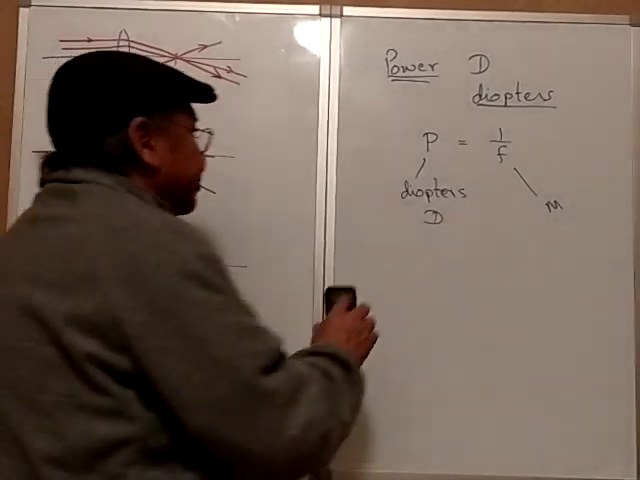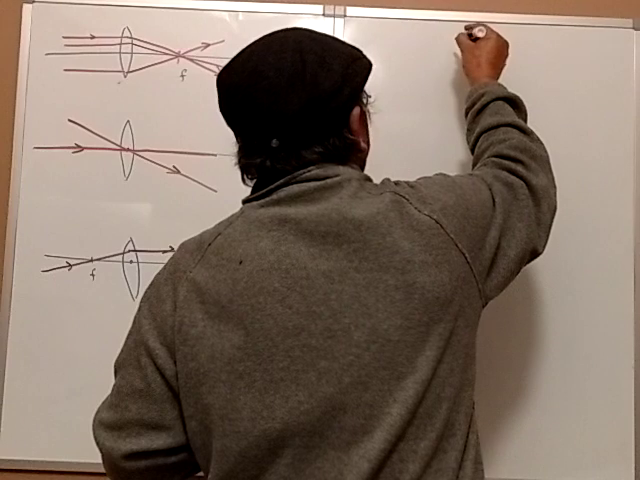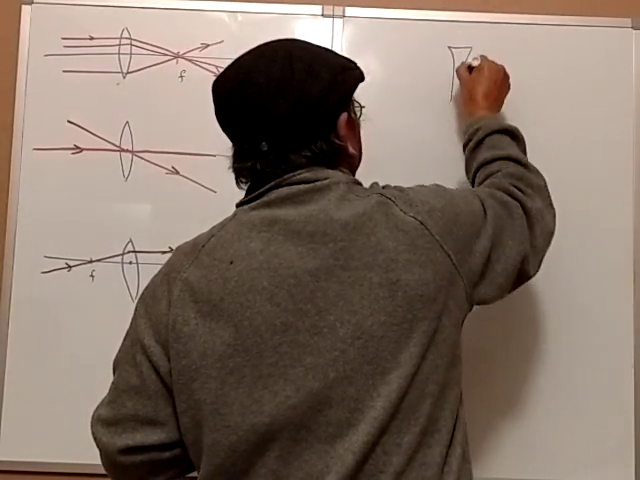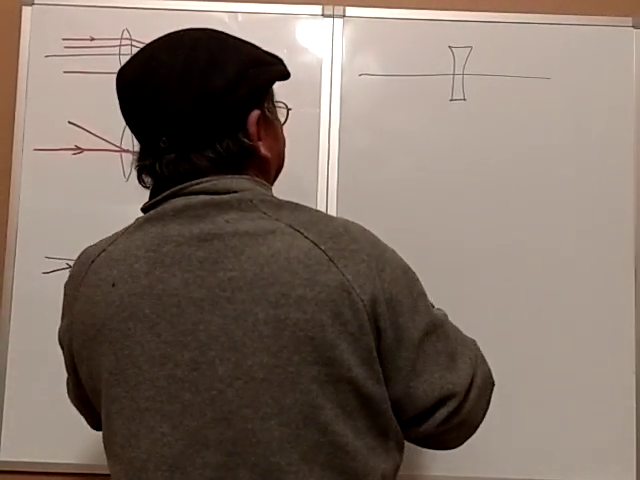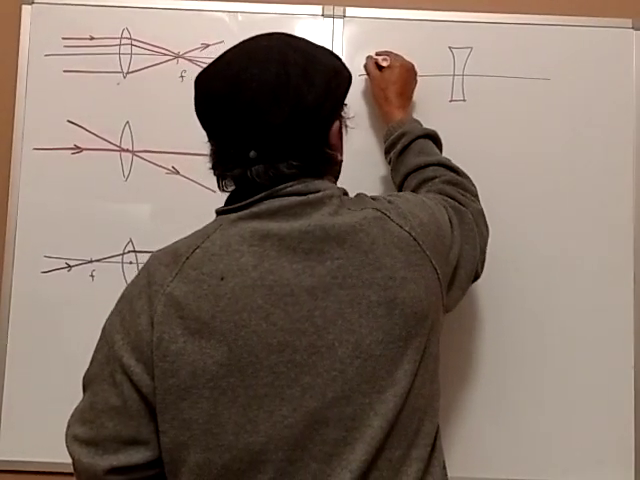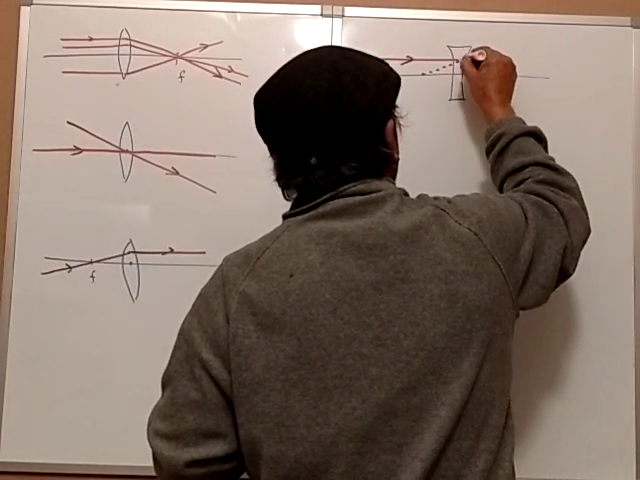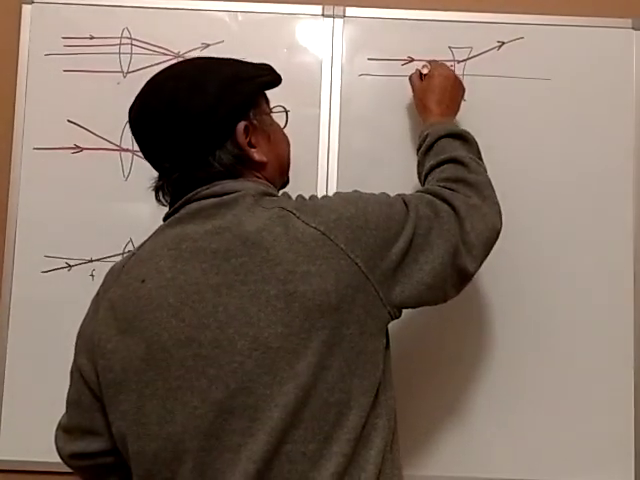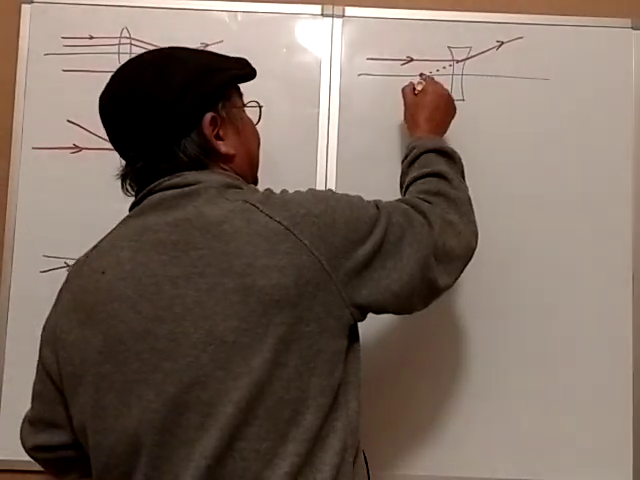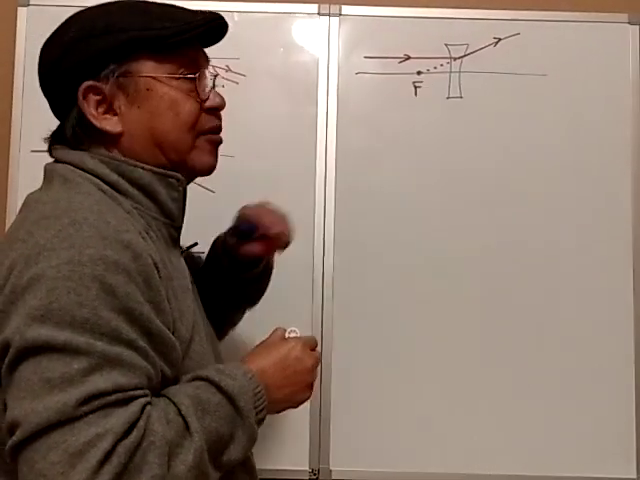Now for diverging lens we'll have similar figures, but with just a diverging lens. So the first rule for diverging lens is like this. If the light ray comes parallel to the axis, then they will look like they come from the focal point on this side. So this is your capital F for this lens, your focal point for that lens.